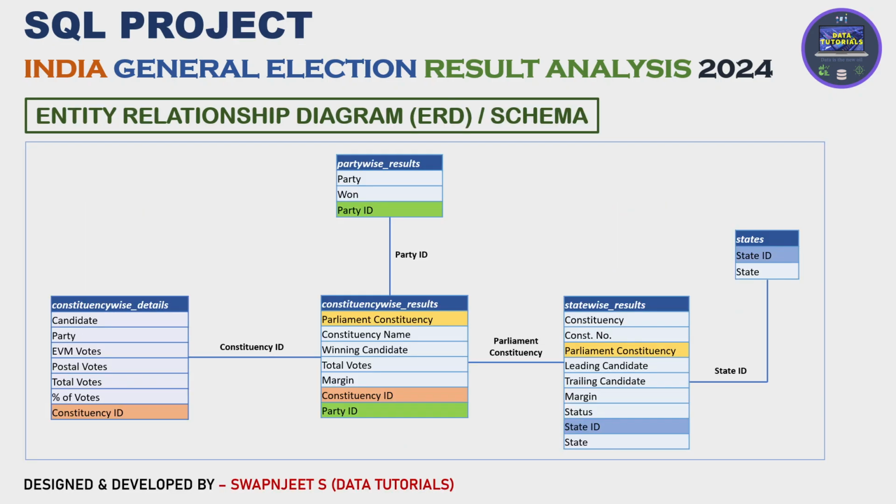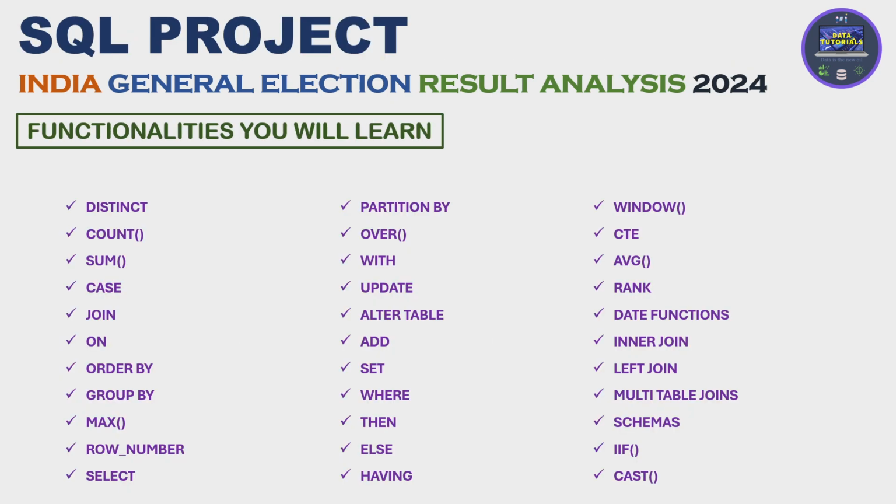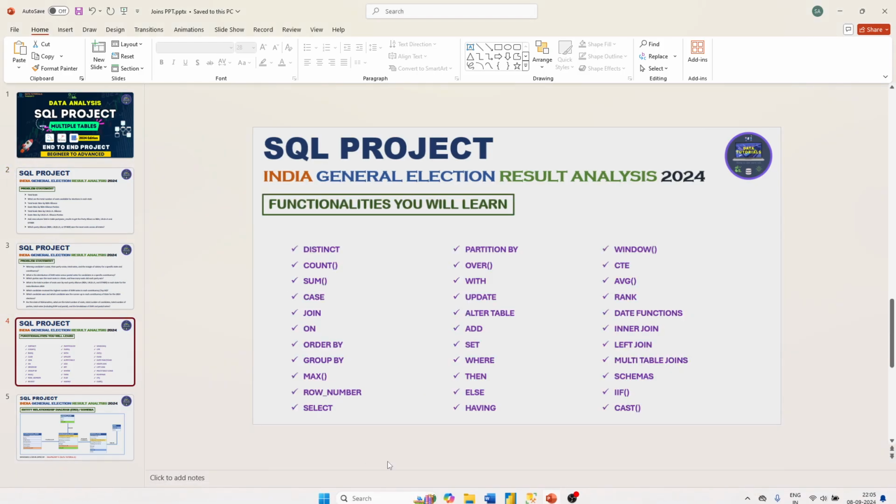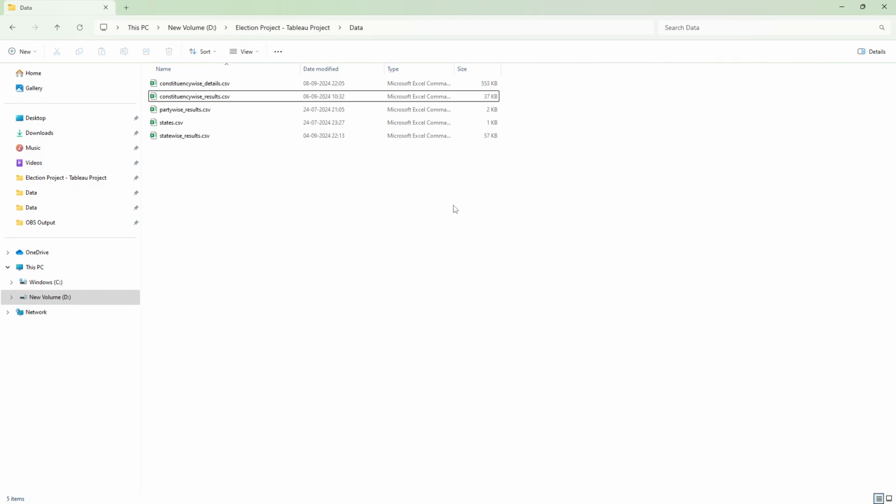Then next, this is the entity relationship diagram. I will come to this later. First, we will see what we have in the data. All right, guys, so we will move ahead to our data walkthrough.